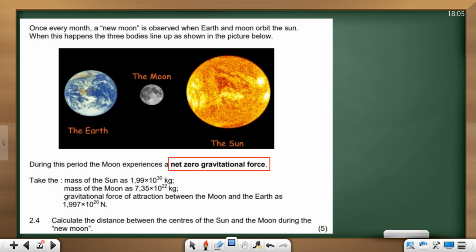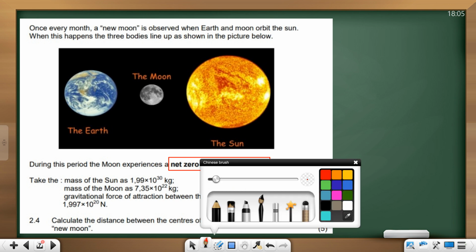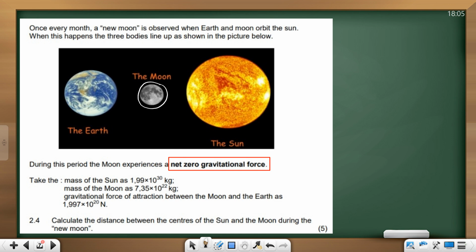Calculate the distance between the centers of the sun and the moon during the new moon. Interesting. So we have the mass of the sun, we have the mass of the moon, we have the gravitational force of attraction between the moon and the earth as that. Let's quickly analyze something here. It says the moon.